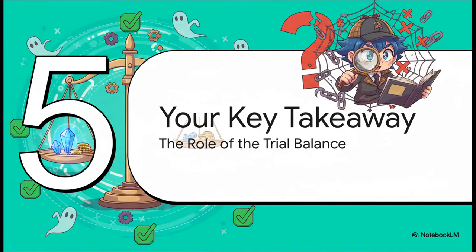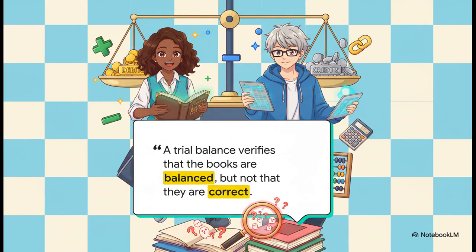So let's pull all this together. What does this all mean? What's the real practical role of the trial balance in the grand scheme of accounting and auditing? If you only remember one single thing from this entire explainer, please let it be this. A trial balance verifies that the books are balanced, but it does not verify that they are correct. That is such a critical distinction. Balanced is just about the math adding up. Correct is about the substance being right.